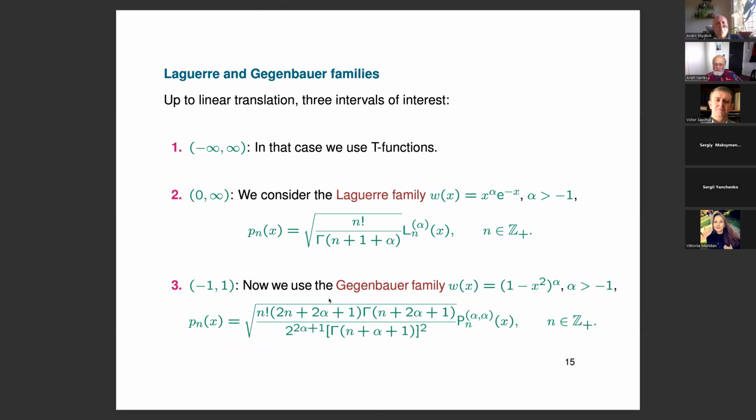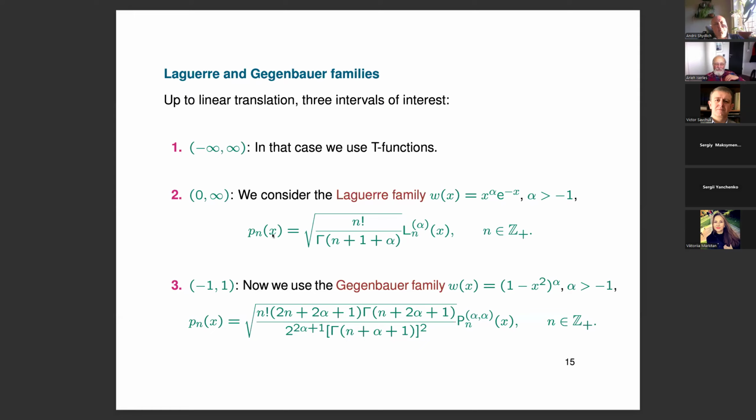So remember, essentially we are interested in 3 intervals, because any other interval can be mapped into one of the 3 intervals. The whole real line, but in this case, we are using T functions. The interval 0 infinity, in this case, we consider W functions from the Laguerre family. So our weight function is x to alpha e to minus x, and in general, alpha has to be greater than minus 1, but we need to take alpha greater than 0 so that W at 0 equals 0.